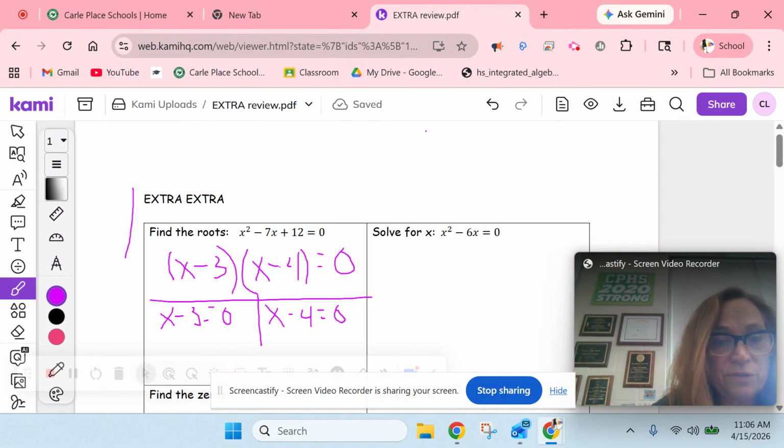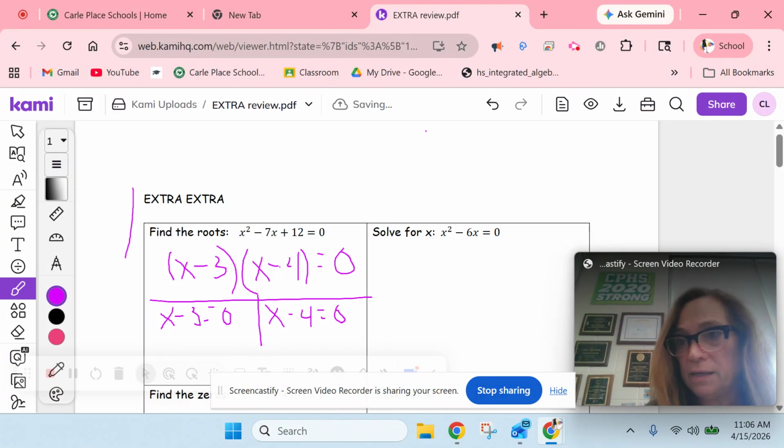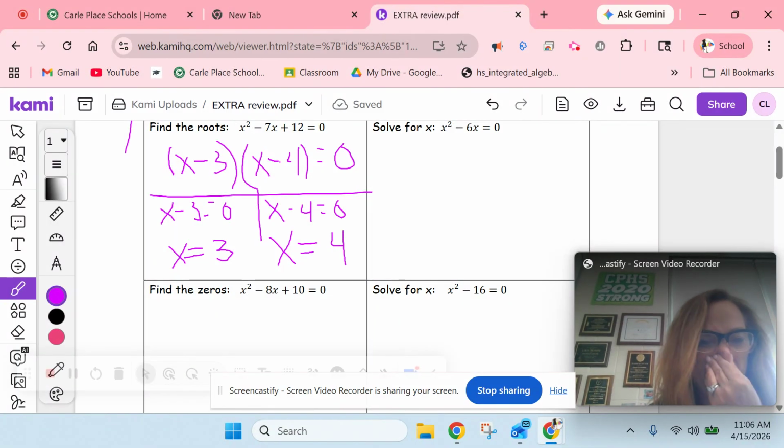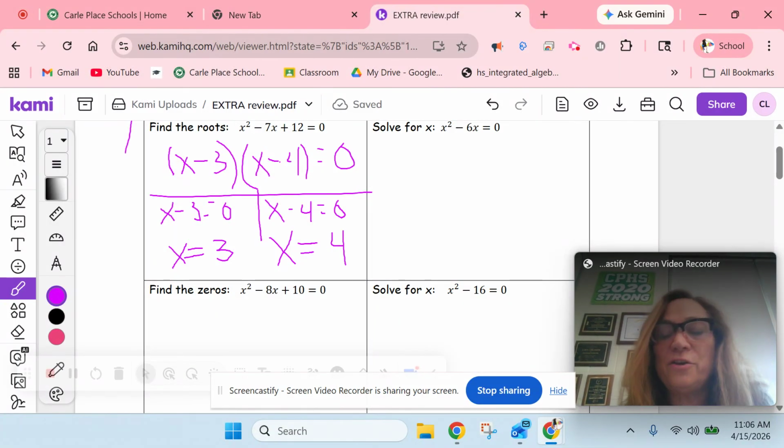So the roots, or the solutions, whatever you want to call it, is going to be x equals positive 3, because the opposite of subtracting is adding, and x equals positive 4. Okay? And you can double check that on your graphing calculator. You put the equation into y sub 1, and you graph it, and you look for the x-intercepts.